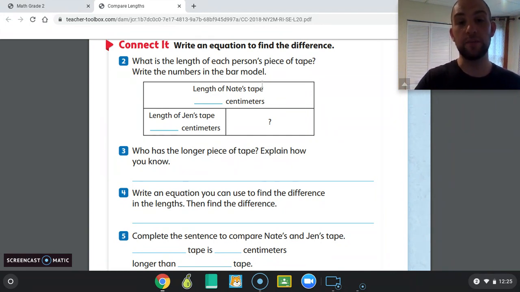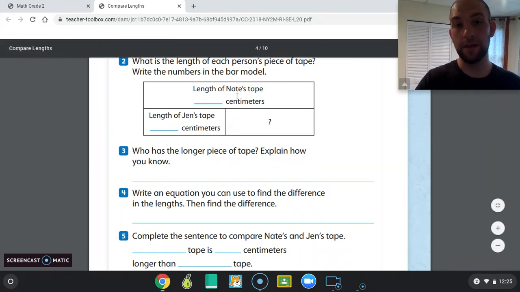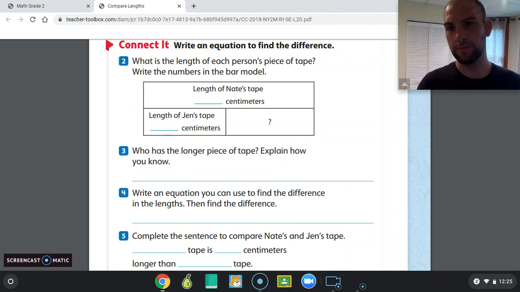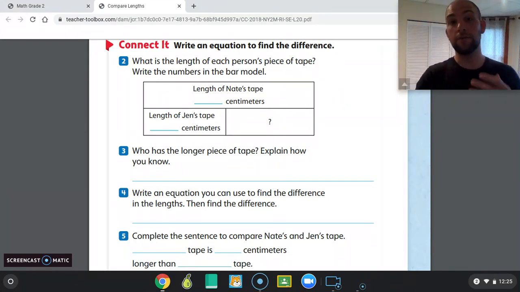Well, look at Nate's tape. We know this is the bigger piece of tape. Can we subtract something bigger from something smaller? No, we can't, right? So we have to subtract the smaller number from the bigger number. So we're going to subtract the length of Jen's tape in centimeters from the length of Nate's tape in centimeters.